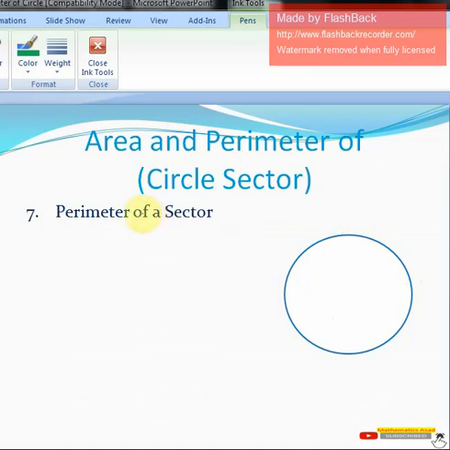Now number 7 is perimeter of sector. Now again, if it is the center of a circle and we detach a sector from the circle, there must be some angle. Suppose it is 100 degrees and we have to find the perimeter. So what will be included in the perimeter? These two lengths and this arc length. So it is radius, suppose radius is 5 centimeter. So it is 5 centimeter as well, and the angle is 100 degrees.